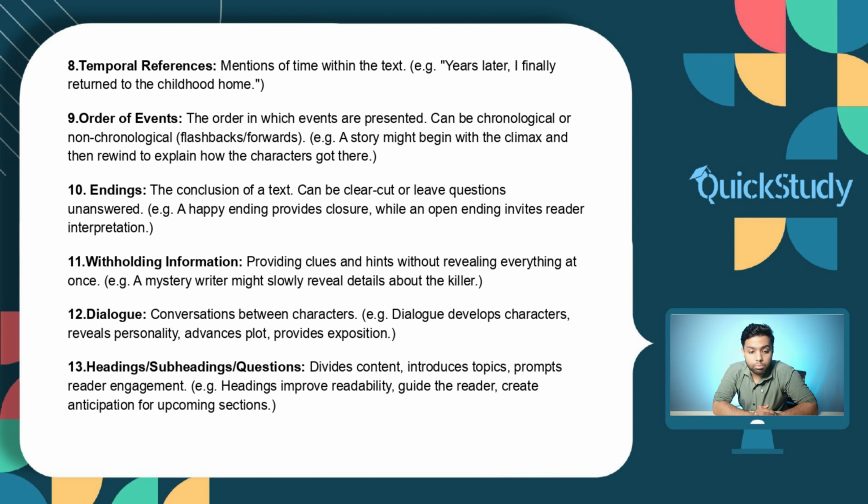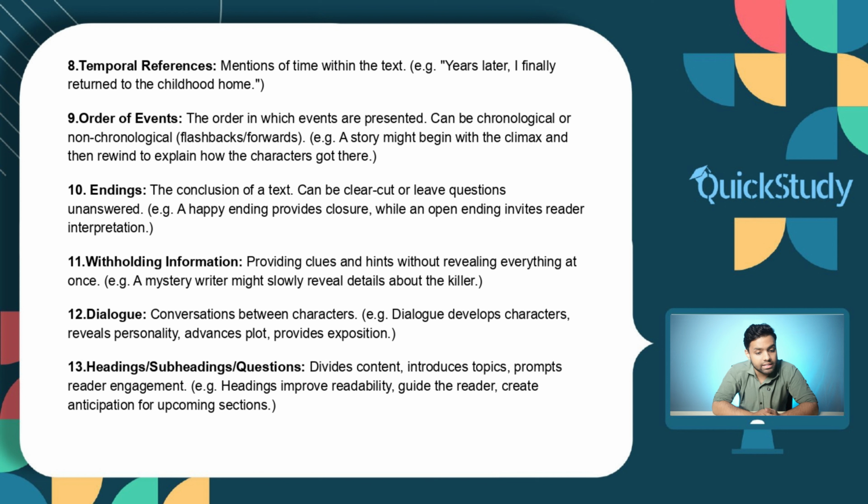Number eight would be temporal references. These are mentions of time within the text. For example, years later, I finally returned to the childhood home. So the mention of the time is basically the temporal reference. Number nine is the order of events. The order in which events are presented can be chronological or non-chronological. For example, a story might begin with the climax and then rewind to explain how the characters got there.